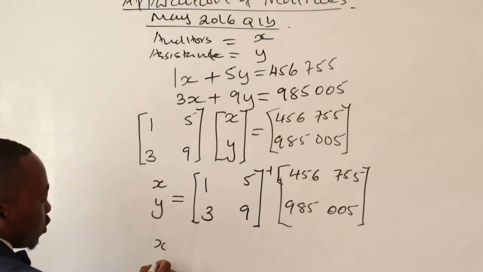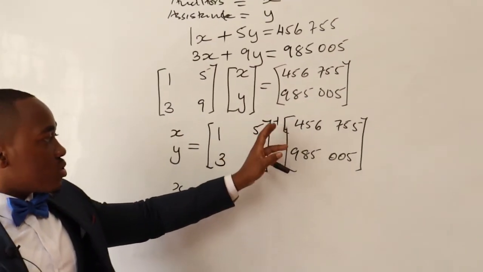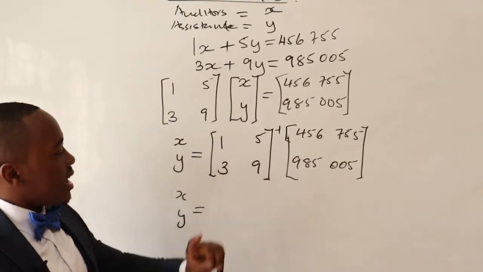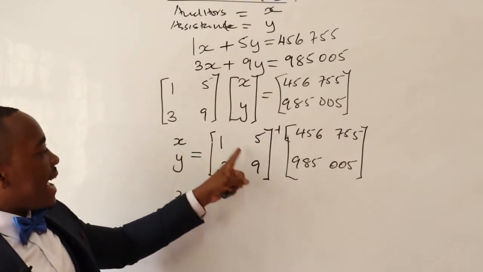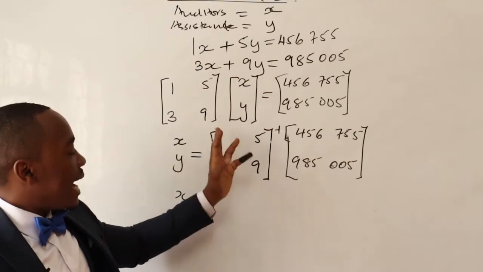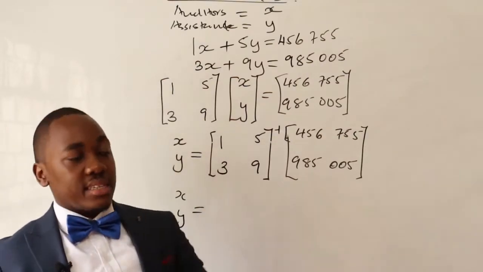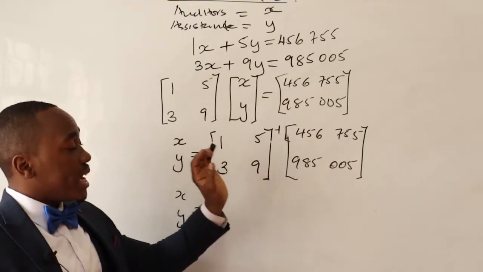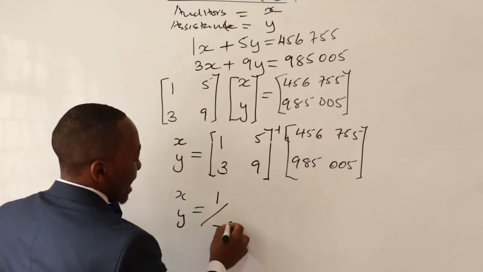Then that means x, y will be equal to, so here remember you have an inverse. You use the steps of getting the inverse. You take 1 times 9, that's the major diagonal. You're getting the determinant first. 9 times 1 is 9 minus 15. So 9 minus 15, sorry, you get negative 6. And then you get the reciprocal, so it would be 1 divided by negative 6.